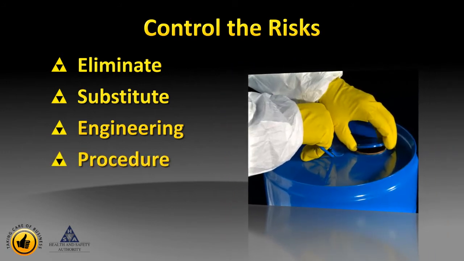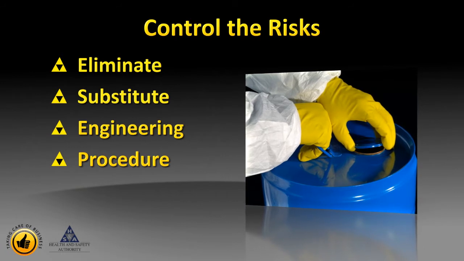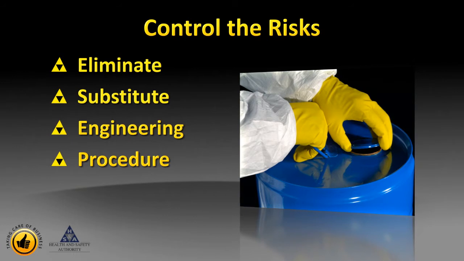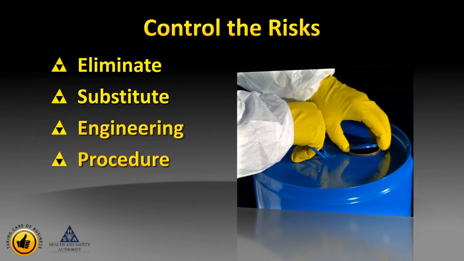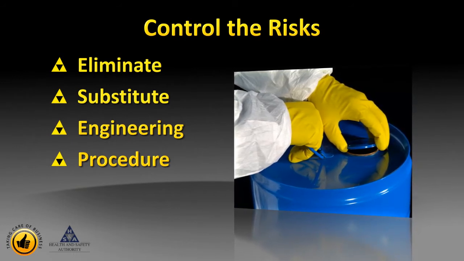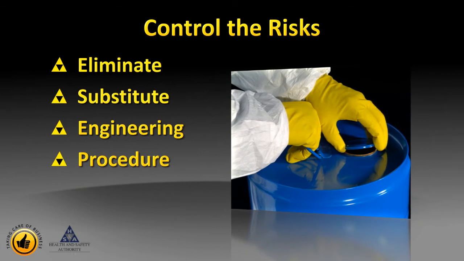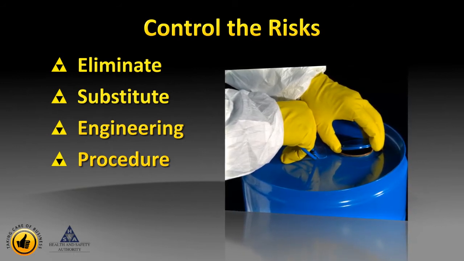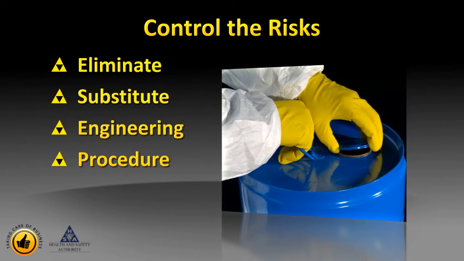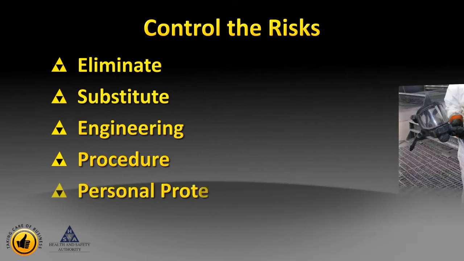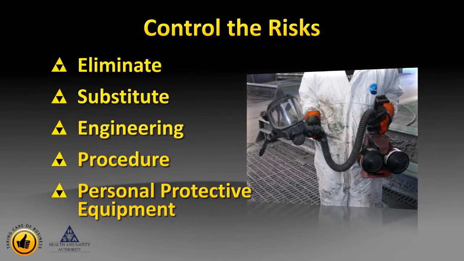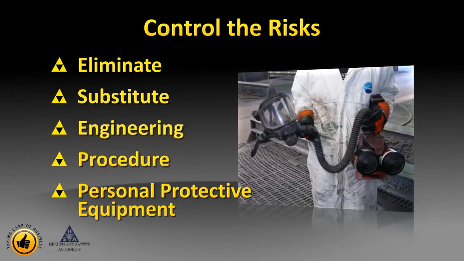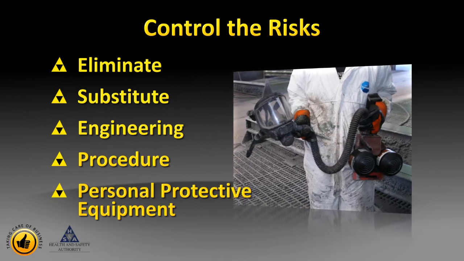Procedural controls. These are often very effective means of controlling hazard in combination with either engineering or substitution controls. Procedural controls includes possibly prohibiting an activity related to a chemical or limiting it to those that have been sufficiently trained in handling the chemicals safely. And finally, personal protective equipment. As with every workplace hazard, PPE should only be used in combination with other controls.